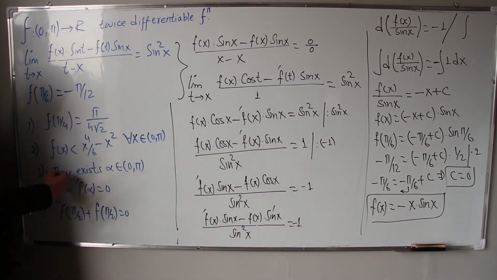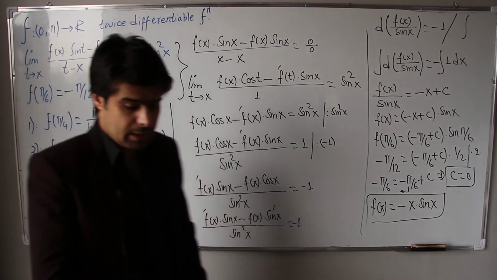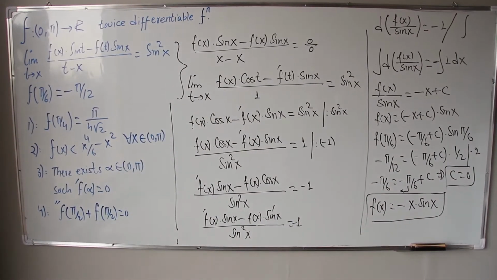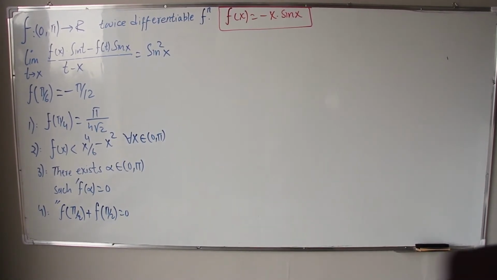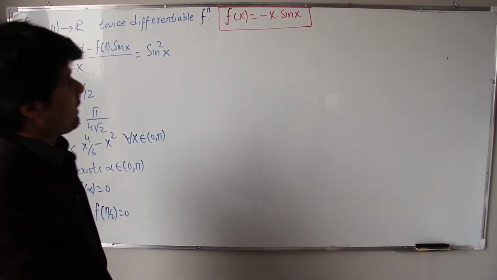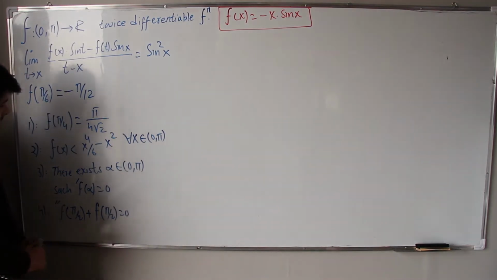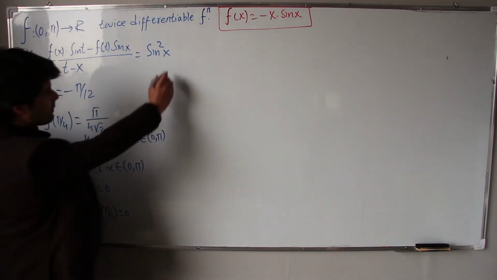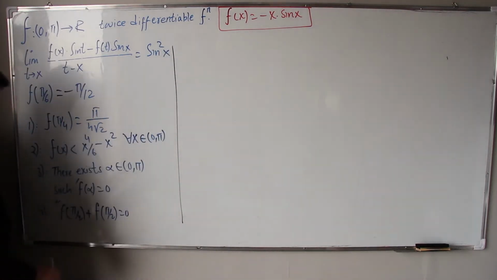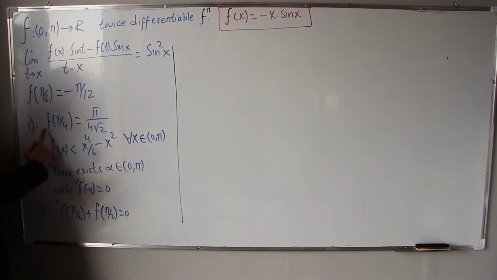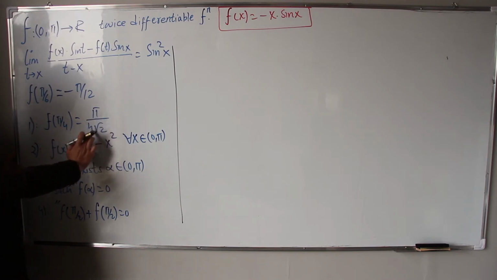Maybe the first answer, second answer, third, or fourth. Write it, we will come, inshallah, on the solution of the answers. Now, we have f(x). Now, which answer is the correct one? First, we will check the first one. What's the first one? It means in function f, you have to put pi divided by 4, and the answer is pi divided by 4 root 2.